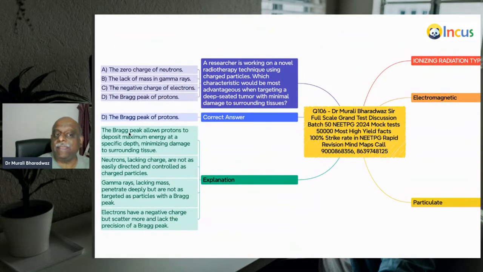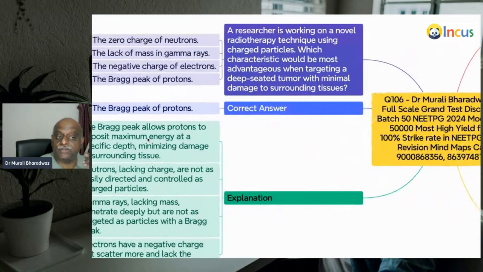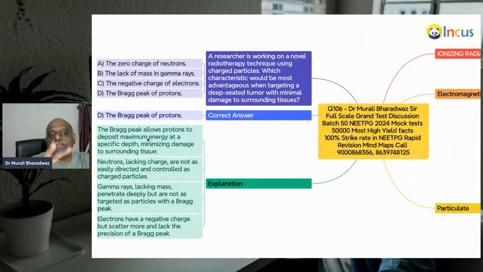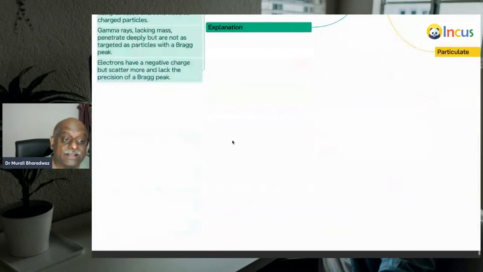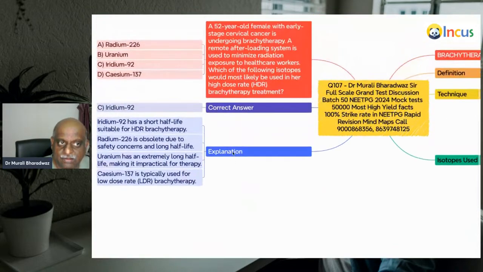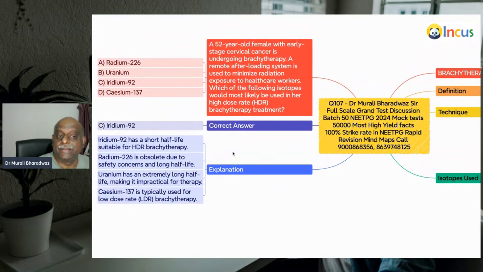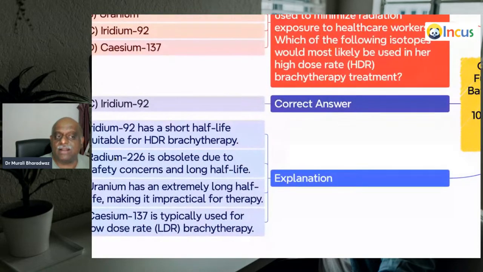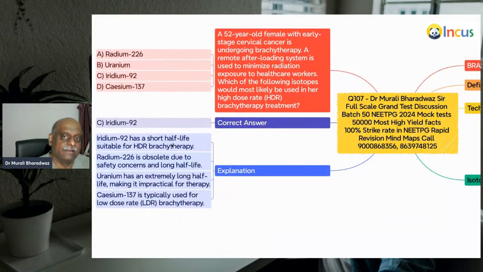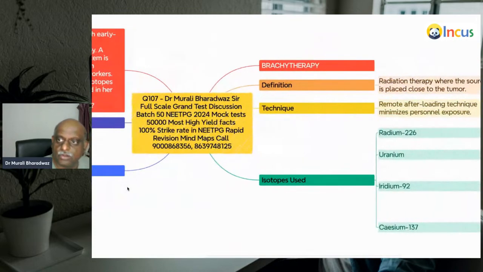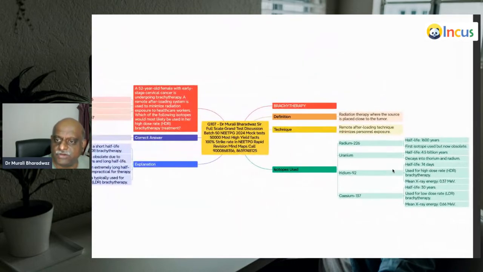What is Bragg's peak? Bragg's peak allows protons to deposit maximum energy at a specific depth, minimizing the damage to the surrounding tissue. Now, it is iridium-192 which has a short half-life, suitable for high dose rate brachytherapy, is what you need to remember. So all these radionuclides, doctor, you should know.